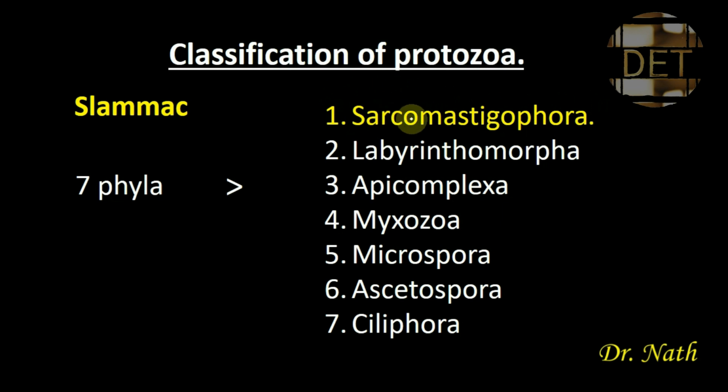The phylum Sarcomastigophora is a phylum under the subkingdom Protozoa, and we said that the subkingdom Protozoa is divided into 7 phyla, and we can use the acronym SLAMAC to remember them. The S is for the Sarcomastigophora, L is for the Labyrinthodonta, the A is for the Apicomplexa, the M is for Myxozoa, the other M is for Microspora, the A is for Acetospora, and the C is for the Ciliophora.